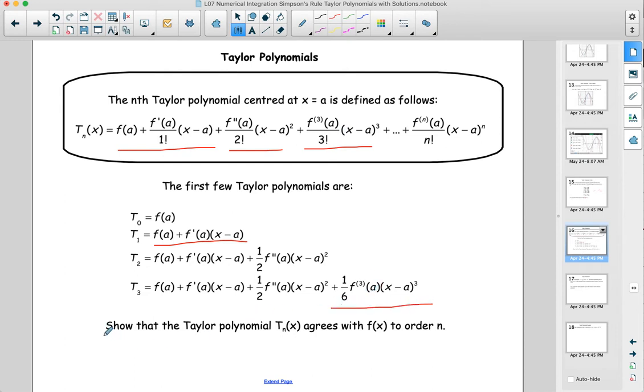And now what I'm going to ask you to do is show, you pick how far out you want to go. This one is going out to order 3. Show that it agrees with f at x to order n. And what does that mean? You're going to have to show that T0 at a is f at a. Maybe you're going to do 4. So you're going to show that the fourth Taylor polynomial at a is f at a. The fourth Taylor polynomial prime at a is f prime at a.